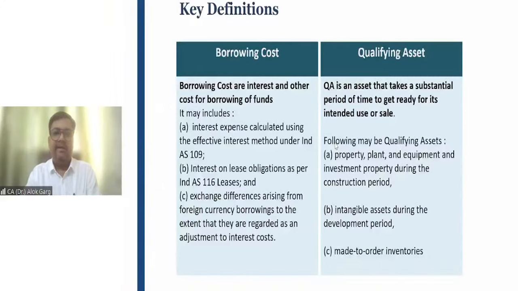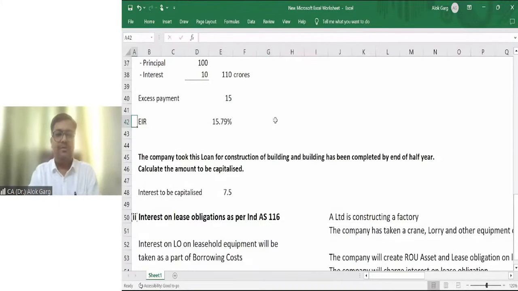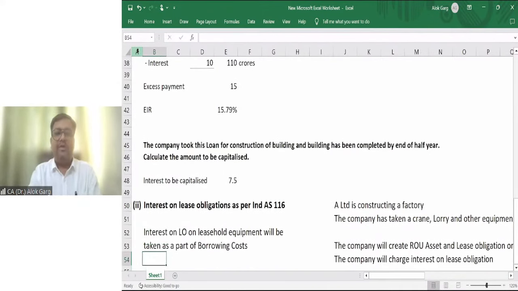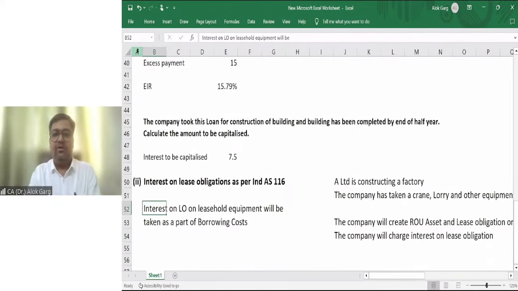So let me go back to my Excel file so that when I share the notes with you, you have the complete note. Interest on lease obligation as per Ind AS 116, this was the second. Interest on lease obligation on leasehold equipment will be taken as a part of borrowing cost.